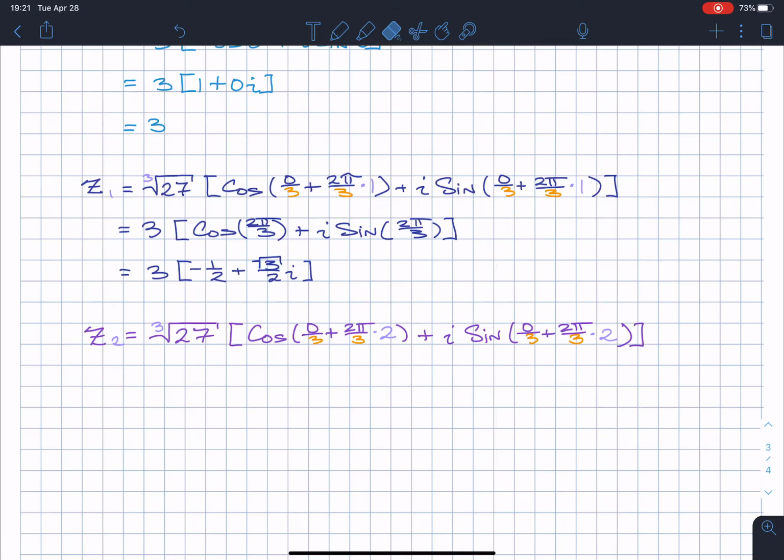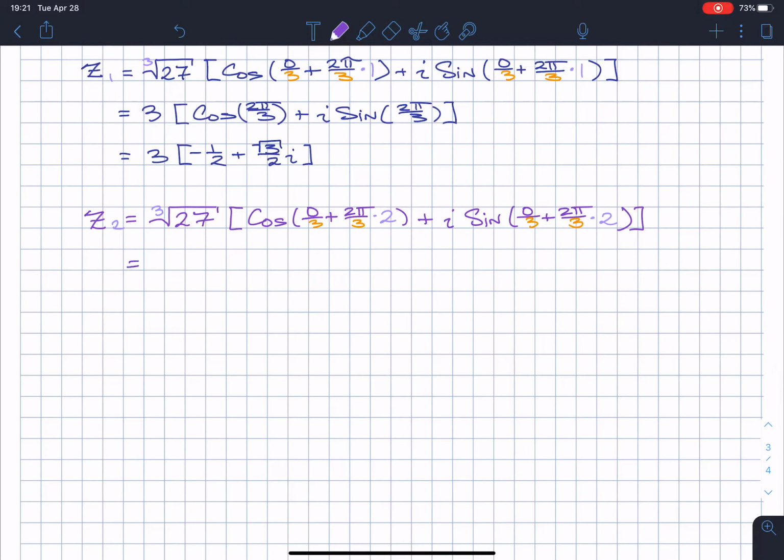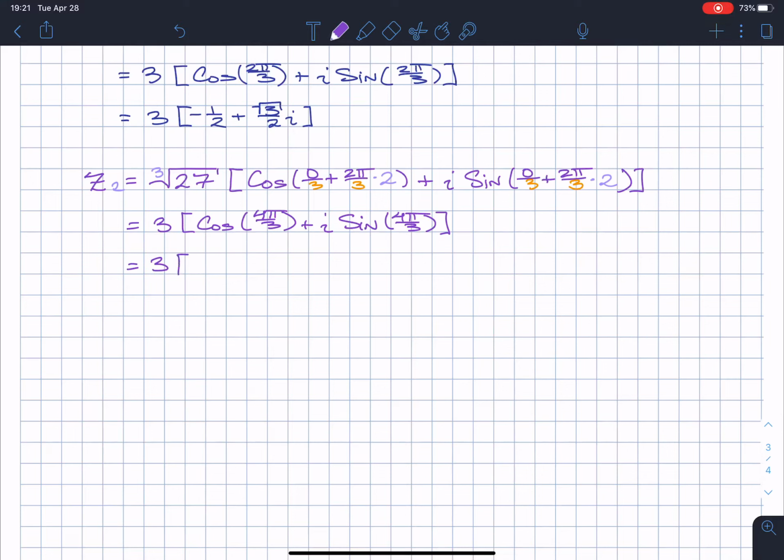Okay, so the cube root of 27 is 3. The first term inside the argument goes to 0, so it looks like I'll have cosine of 4 pi over 3 plus i times sine of 4 pi over 3. So these are the 3 cube roots of 27. And where is 4 pi over 3? That's in quadrant 3, so each of sine and cosine will be negative. So the 60-degree reference angle in quadrant 3 will give negative 1/2 and minus root 3 over 2 times i.